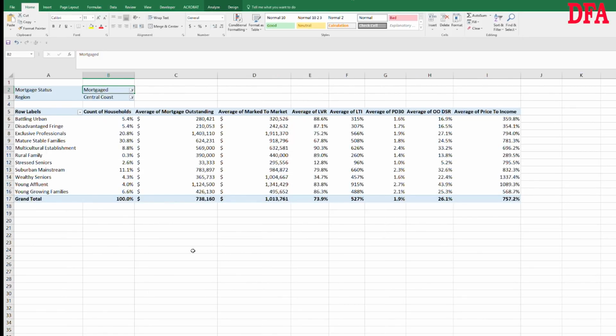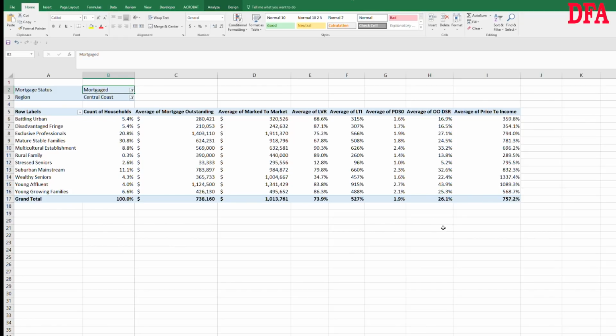Now, if we then apply a segmented lens on top of that, we soon discover that there are some quite interesting things going on here. So let's home in on the probability of default. So we notice immediately that the suburban mainstream group and the multicultural establishment groups and the young affluent groups, those three are actually sitting significantly higher than the average of 1.9. You've also got young growing families there as well.